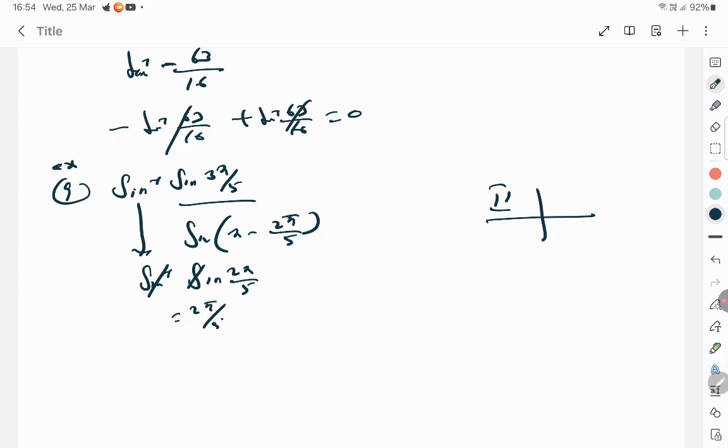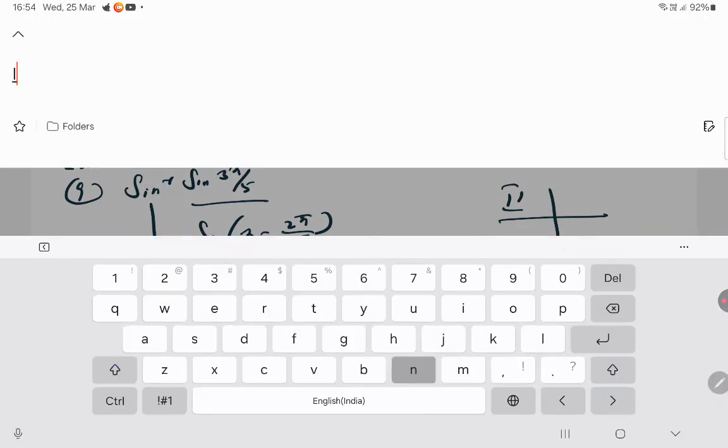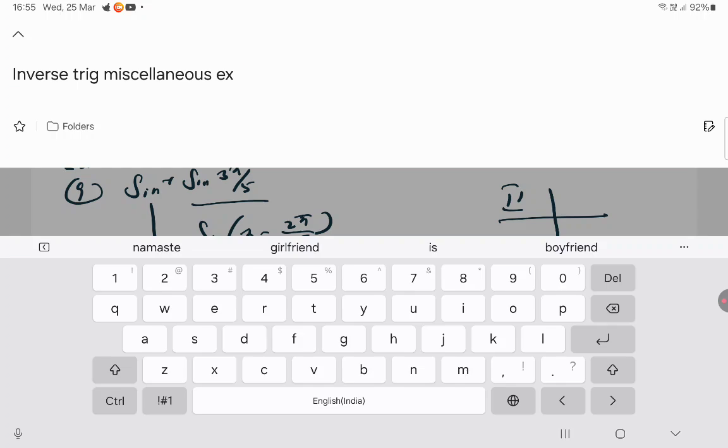Okay, miscellaneous. So I'll write it here. Inverse trigonometry, miscellaneous, exercise, miscellaneous examples and exercise. Okay, and I'm going to name it 2026.